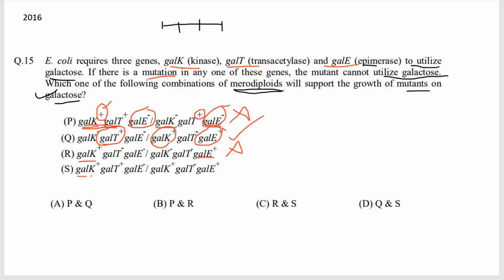Last option: K is there, T is there, E is not there. K is there, T is not there, but E is there. So all three genes are positive, at least in one copy, so this will also be able to metabolize galactose. So Q and S will be the combination, and Q and S is D. This combination of merodiploids will be able to grow utilizing galactose as the carbon source.